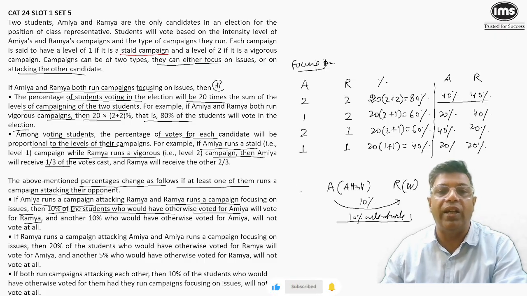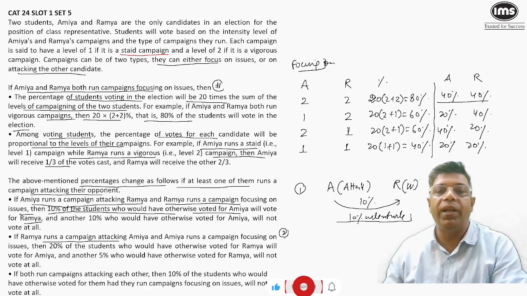That is scenario number 1. Understand scenario number 2, which says if Ramya runs a campaign attacking Amya. Now Amya is running an issue-based campaign, and Ramya is running an attacking campaign. In that case, 20% of students who would have otherwise voted for Ramya will shift. So these 20% votes will shift to Amya, and 5% will not vote.